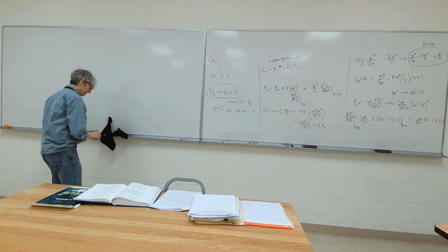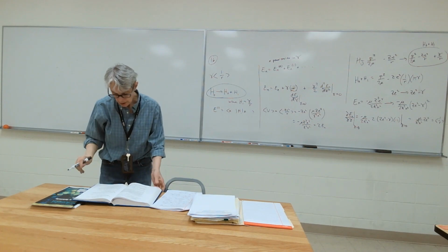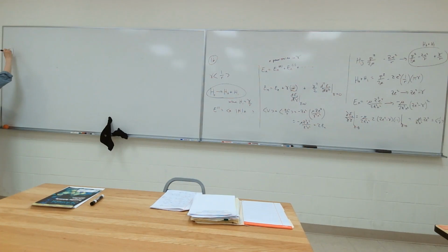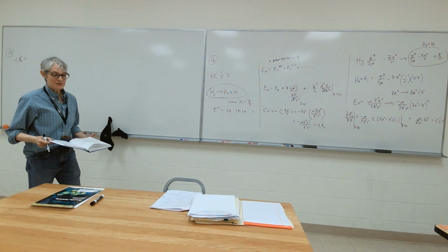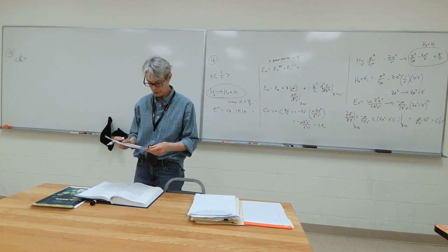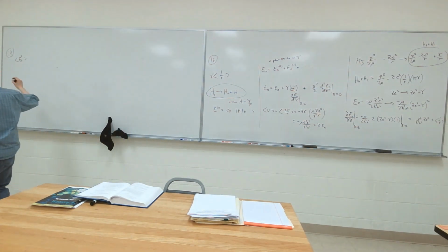So in 17, we're going to find the average value of p squared over 2 mu. Okay, how are we going to do that? We're going to, again, think about this as something times gamma, where gamma is a very small number.